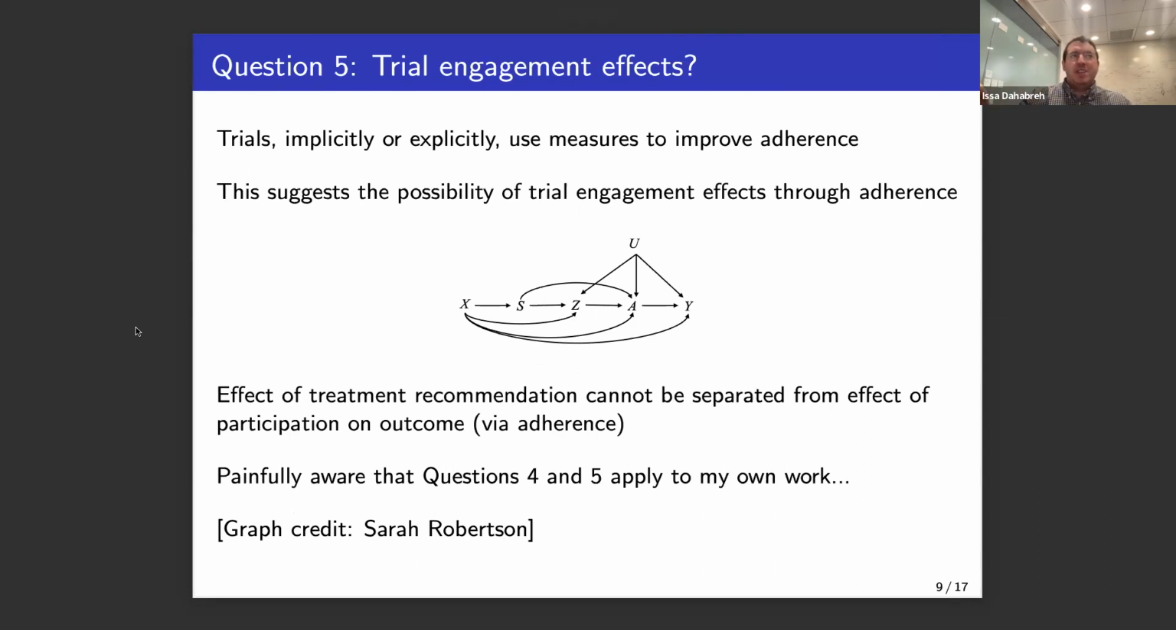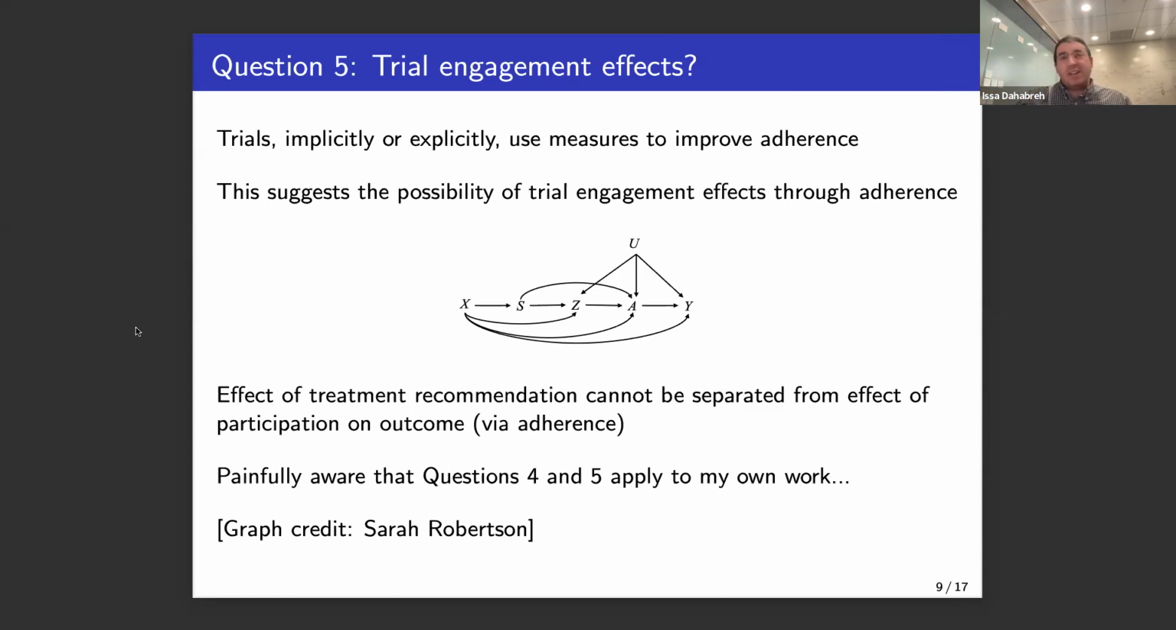Related to the point of non-adherence is not only that participation and adherence have common causes, but that participation will often have a direct effect on adherence. So basically, I call the people up because they're in my trial. I remind them about my trial. I tell them, could you please do what you're supposed to be doing that we assigned to you in a randomized way. And this creates the possibility of engagement effects through adherence. I don't have the time to do the graphical arguments for that, but the big picture point is that participation is not easy to separate from the recommendation because of the effects of participation on the outcome through adherence.